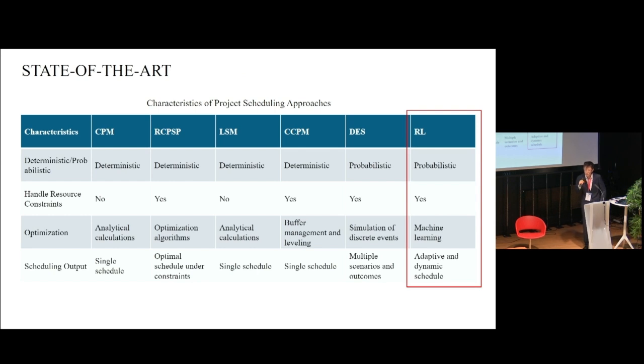To solve the problem, we look at the project scheduling approaches, among which the reinforcement learning based approach deserves more research. It is a probabilistic model which can handle the uncertainty and resource constraints and use machine learning algorithms for optimization. More importantly, the reinforcement learning based scheduling approach can generate a dynamic schedule, which can adapt to real-time project status, without the need to reschedule every time there is a misalignment with the planned schedule.